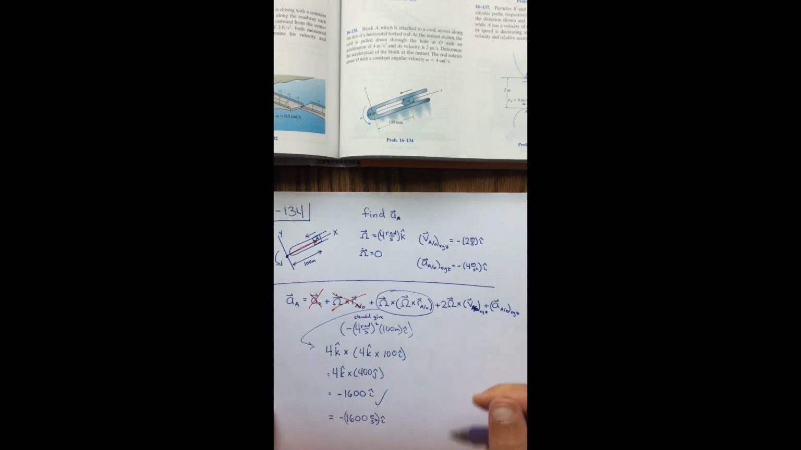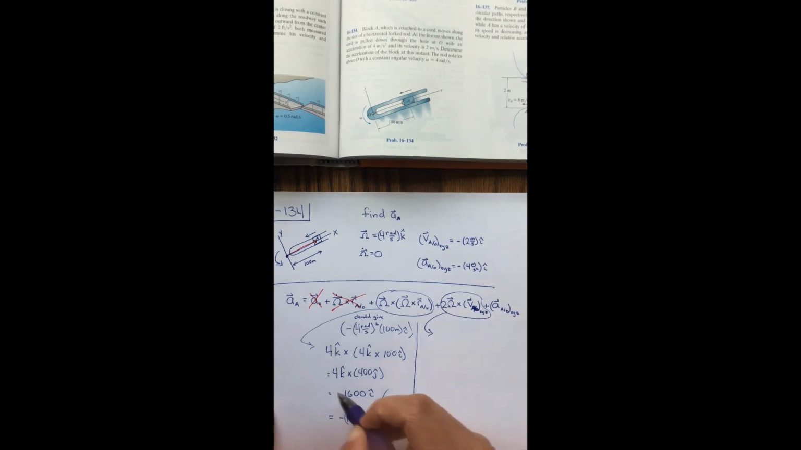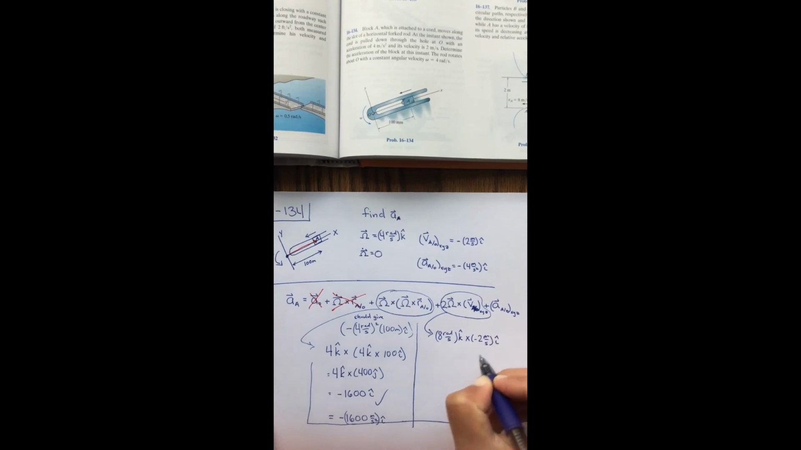Okay, now let's do this cross product here. And this is 2 times omega, so that would be 8 radians per second in the k hat direction, crossed with my relative velocity, which is negative 2 meters per second in the i hat direction. K hat crossed with i hat gives me j hat. I have the negative sign here. That's negative 16. The units are meters per second squared.